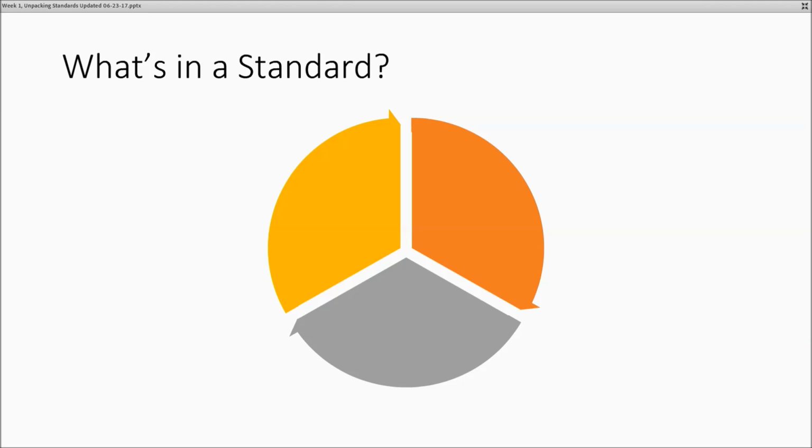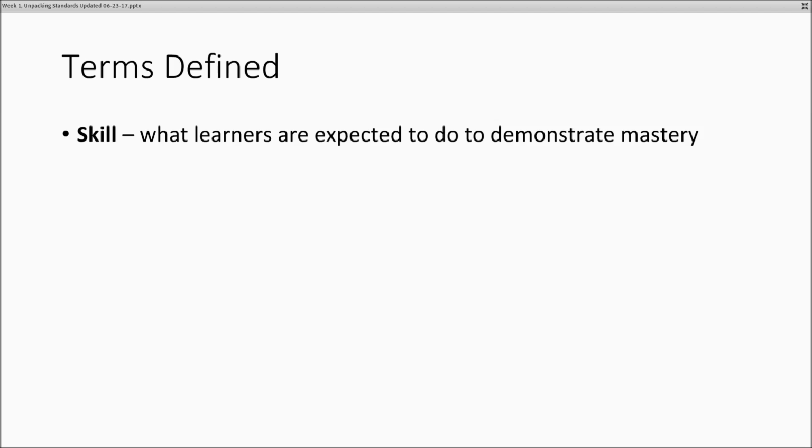So we talked earlier about the different components of the standard, and the question is, what's in a standard? Well, there are three parts. The first are skills, the second are concepts, and the third are context. And that asterisk means that not every standard has a context. We'll talk about that. Let's look at some definitions of these terms.